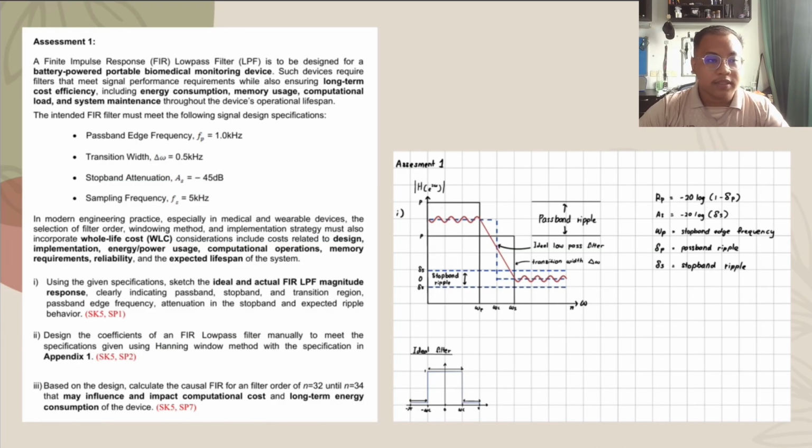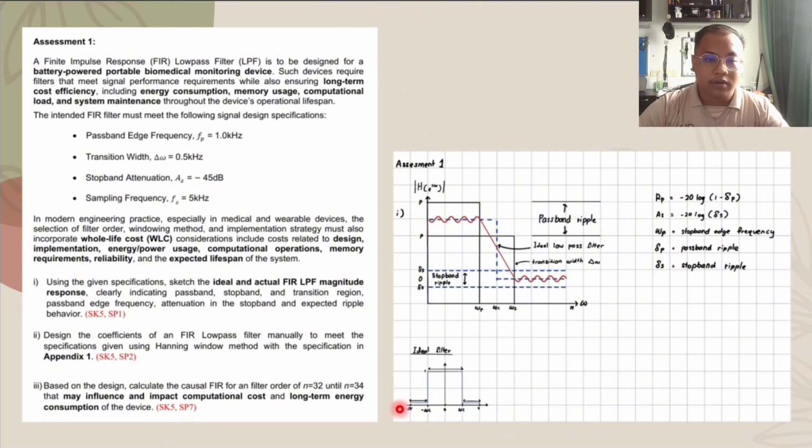Okay, first is assessment one, which I will be presenting. For question one, using the given specification, sketch the ideal and actual FIR low pass filter magnitude response, clearly indicating the pass band, stop band, and transition region, pass band frequency, attenuation, stop band, and expected ripple behavior.